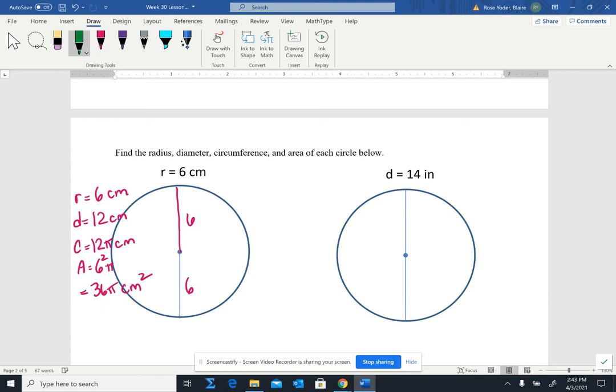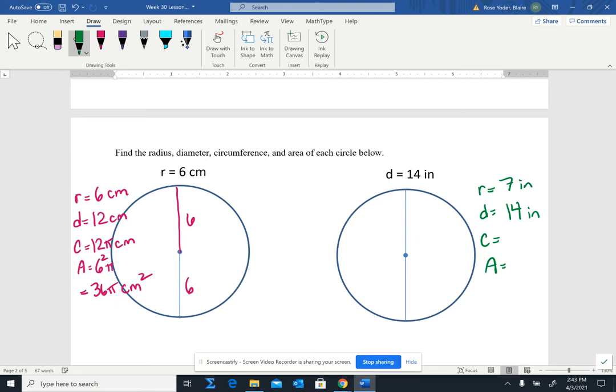So let's try that again for this second example. There's a circle, so RDCA. This time I gave you the D is 14 inches. So what's the radius? Half of that, 7 inches.